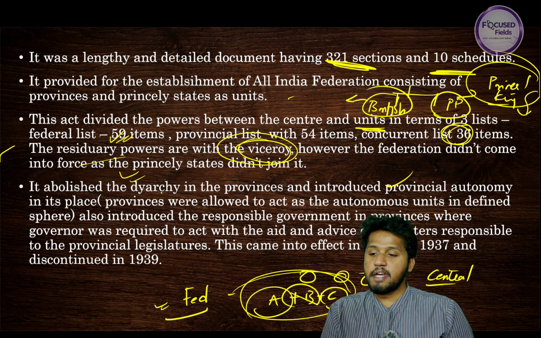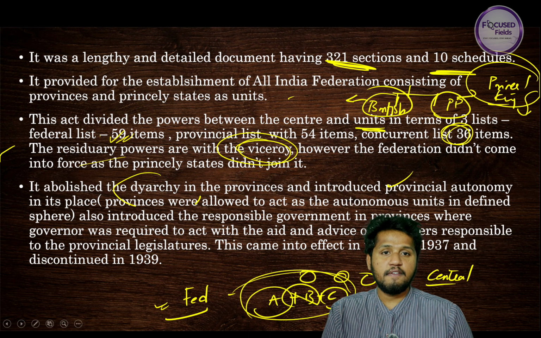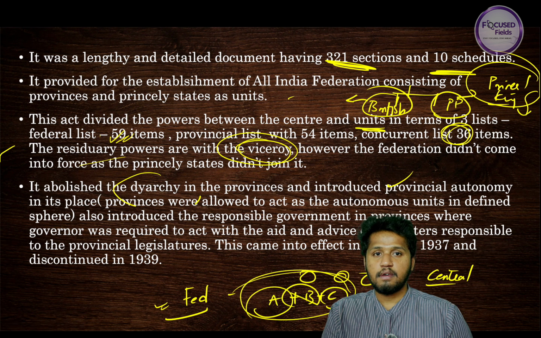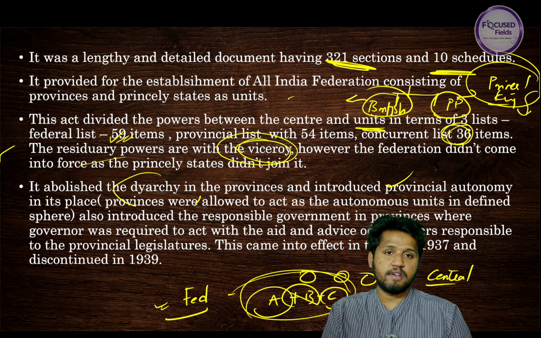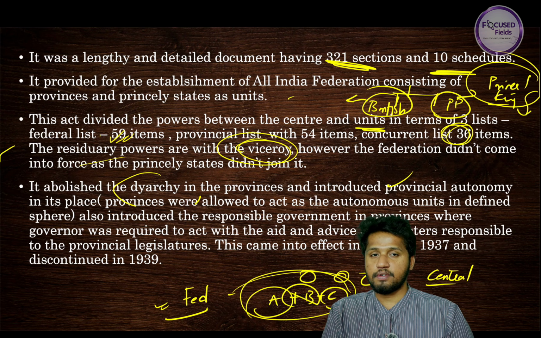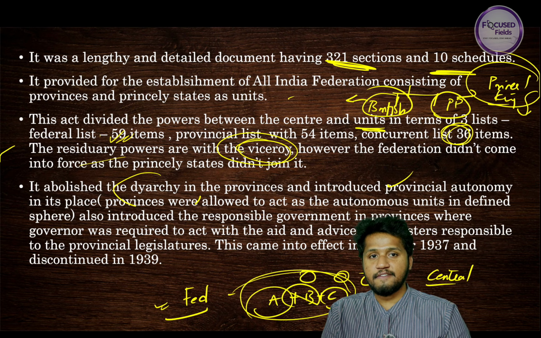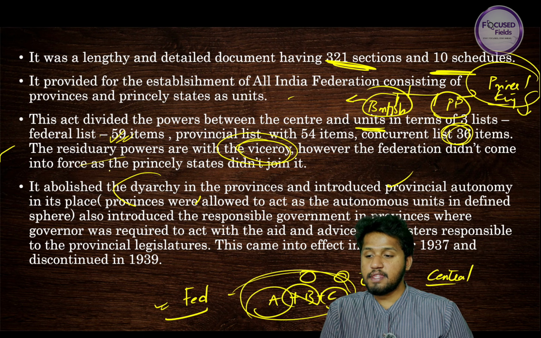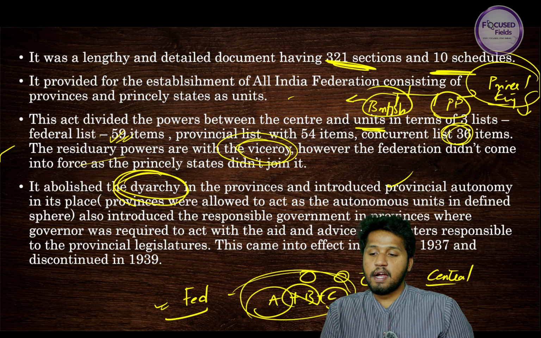Next aspect, it abolished the Dyarchy. Now pause the video and comment down in which of the following acts, which we discussed in the previous videos, Dyarchy was introduced. And at which level Dyarchy was introduced, you need to comment on that as well. To continue, it abolished the Dyarchy at a provincial level.